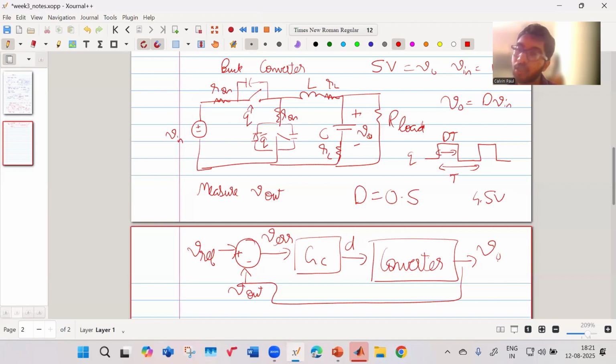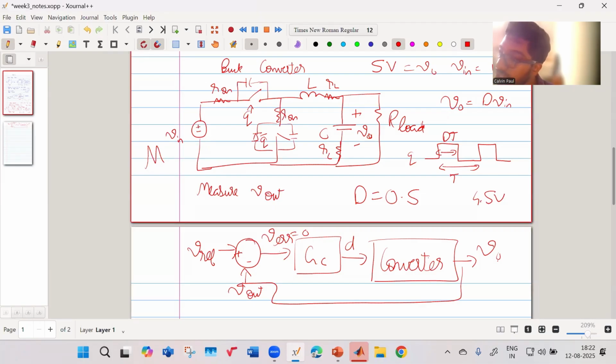That error passes through a controller. You can have a proportional, integral, derivative controller, or type 2, type 3, various other controllers. That will generate some control command, and based on that control command you will generate one particular duty. Based on that duty, you will apply the gate signal, and that will generate your output voltage. The objective of your controller is to make sure that this error is zero. So if your input voltage fluctuates, your output voltage also will fluctuate a little.